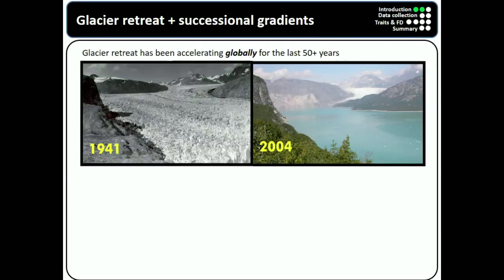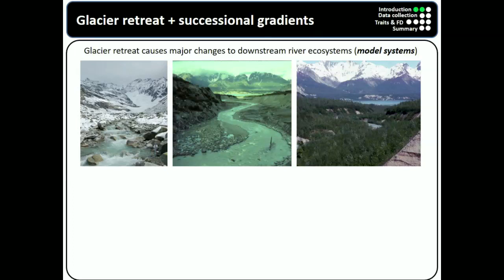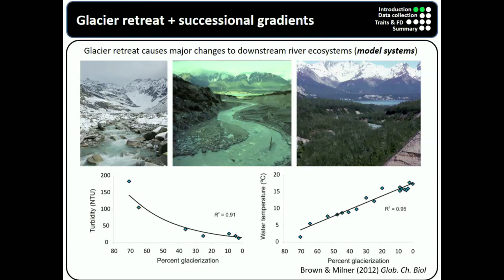But over the last 10, 20 years, there's been a lot of interest in understanding what the effects are on river systems and river invertebrate biodiversity in particular. So we have this global phenomenon, but we also have information from what we like, if you like, model systems, rivers. So as we move from heavily glacierized through retreating glaciers into clear water systems, there's this pretty neat progression of the river system.